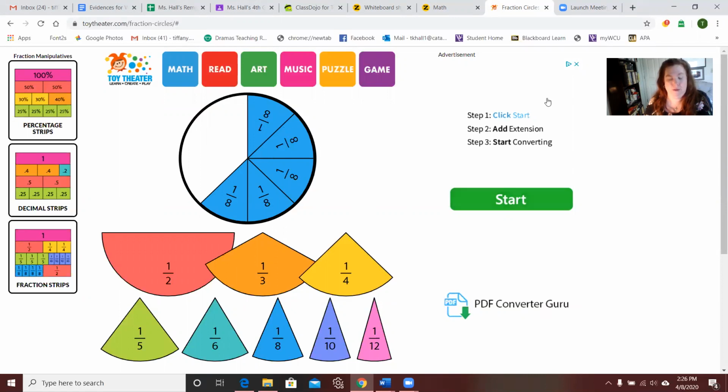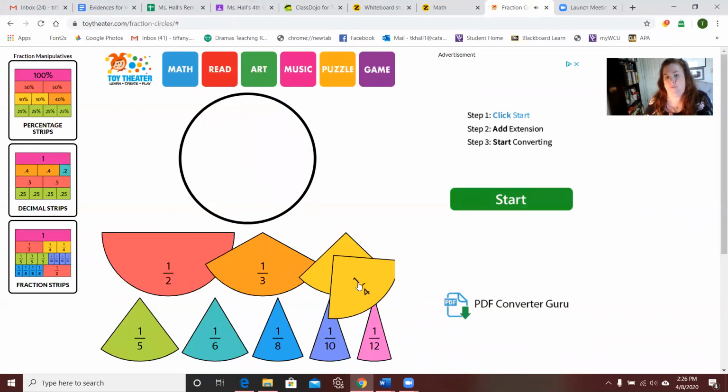Okay, so let's try another one. Let's say we wanted to do 1/4 plus 1/4. So there's 1/4. We add another 1/4. And what do we have? 2/4, which can also be the same as 1/2.